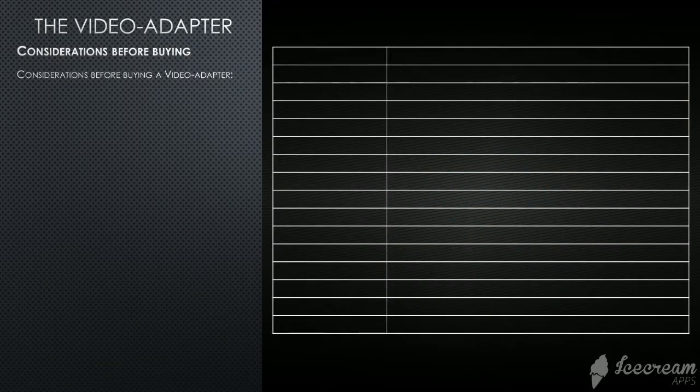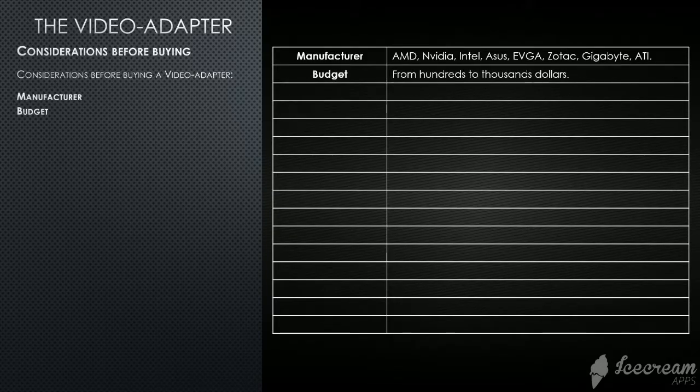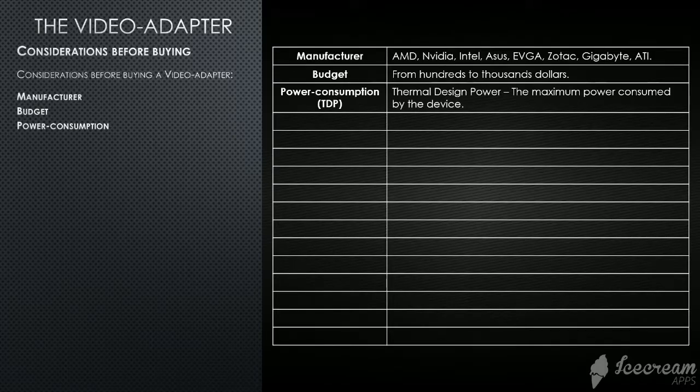So let's discuss now the most important considerations before buying a video adapter. The first one would be choosing wisely a good and well-known manufacturer. On the right, you can see a few examples for some of the most excellent GPU manufacturers, such as AMD, NVIDIA, Intel, Asus, EVGA, Zotac, Gigabyte, and ATI. Next is the budget, obviously. As a private consumer, your budget is most likely a serious consideration, as video adapters could cost hundreds and even thousands of dollars.